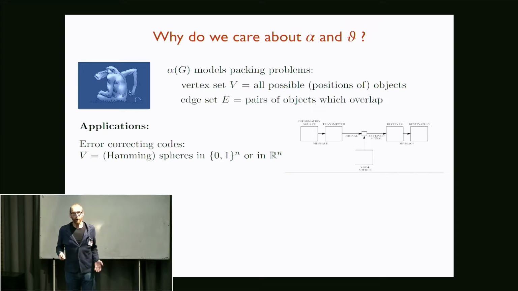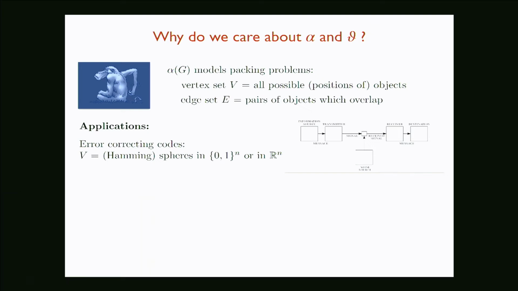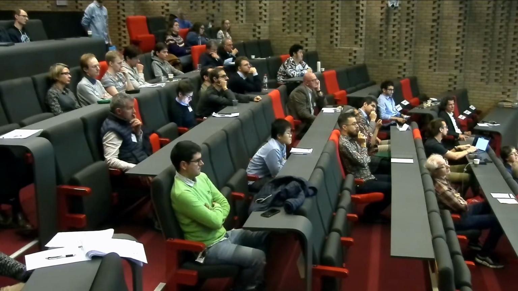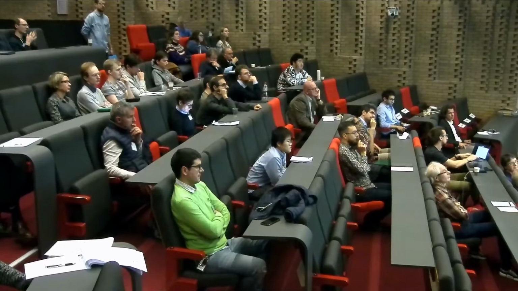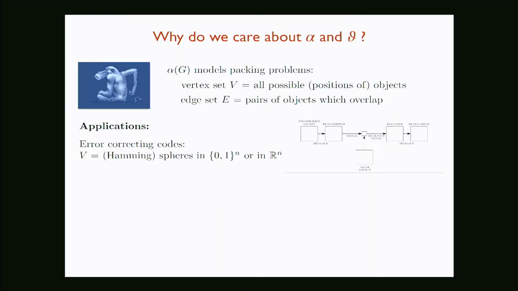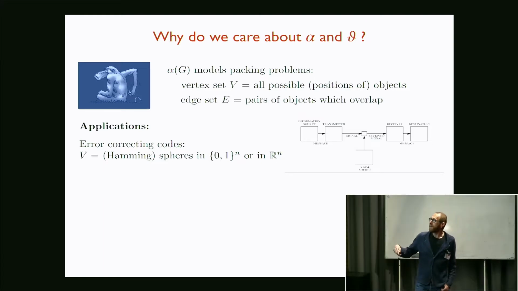One application is the situation of error-correcting codes. When you want to communicate over a noisy channel, you want to find a good packing of code words. For example, a good packing of Hamming spheres in the binary case, {0,1}^n, or in the continuous setting a sphere packing in R^n. This was already realized by Shannon, that communicating over a noisy channel can be done best using sphere packings in some space, especially in high dimensions.